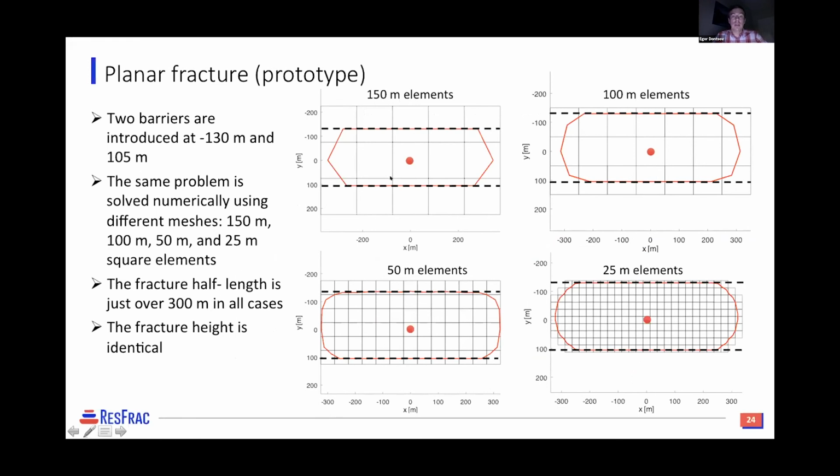I have two barriers on the top and the bottom, above and below the injection point. And here I show just the fracture front. I don't show the width, just because I want to show all the elements here. I just did different meshes. And as you can see, the fracture gets arrested in the middle of an element, so it feels the presence of the layer. The fracture height is exactly identical between all the models.